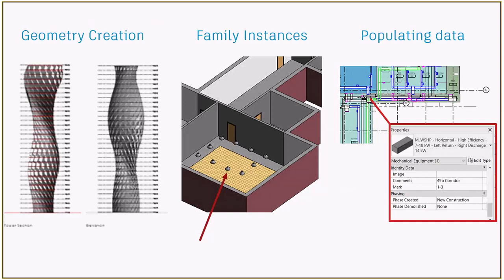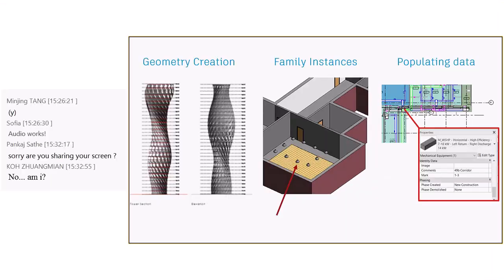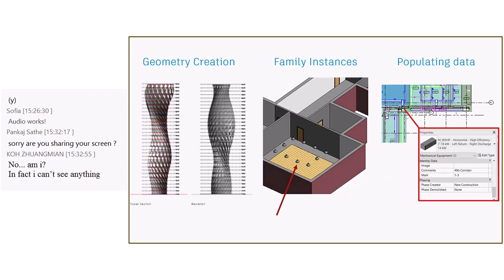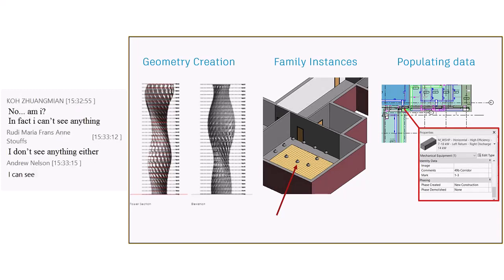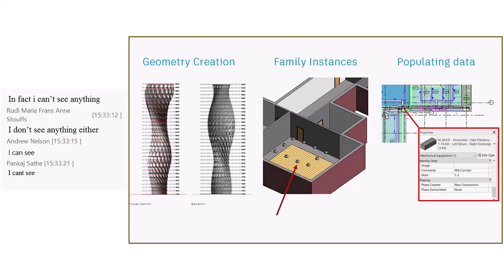For detailed design and documentation, creation of family instances is essential when you're using Dynamo because it helps you automate placements, like in this example, lighting fixtures, MEP ducting, or any components that you would like to automate placing in Revit.